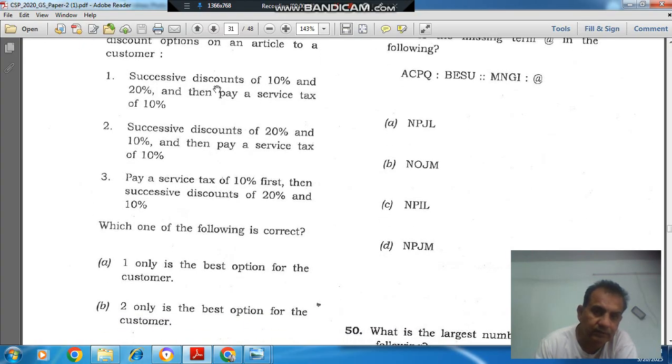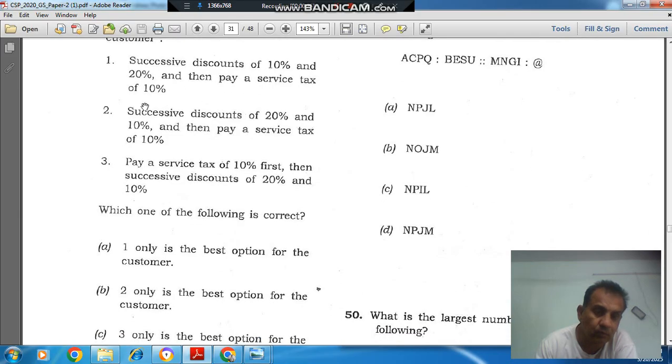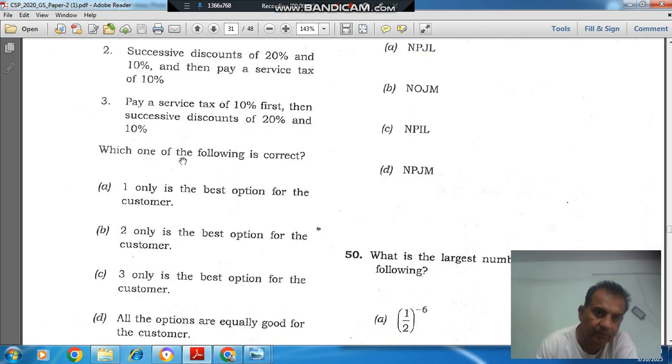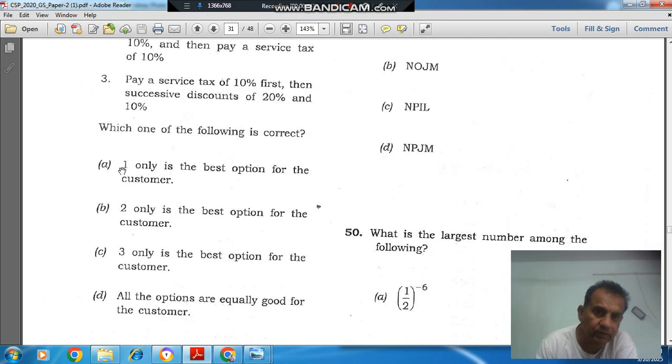One, successive discount of 10% and 20%, and then pay a service tax of 10%. Two, successive discount of 10% and 20% and 10%, and pay a service tax of 10%. Three, pay a service tax of 10% first and then successive discounts of 20% and 10%. Which one of the following is correct?